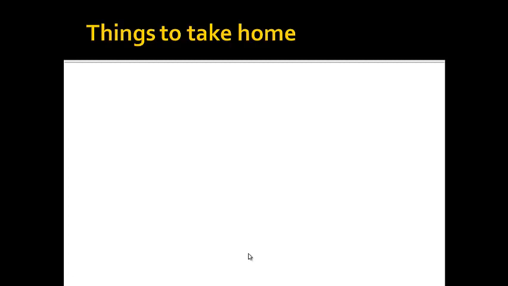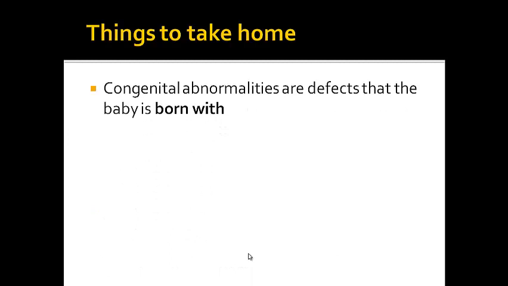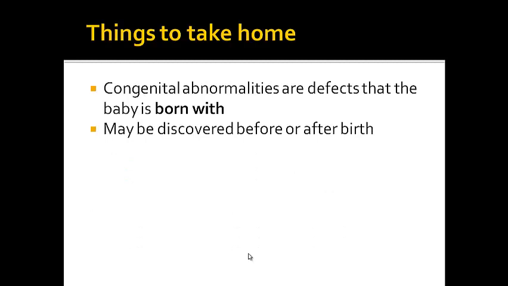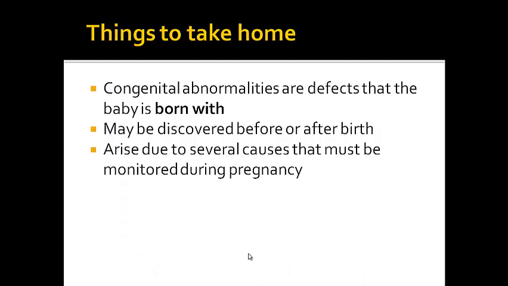So in summary, the things I need you guys to understand from this topic, like I said, this is just an introduction. It's not all the details of congenital abnormalities, but generally they are defects that the baby is born with. They may be discovered before or after birth. Regardless of their timing, they have to be born with them. They can happen due to several causes, and usually these need to be monitored during pregnancy. So if the mother is known to have a certain disease, or if she has a family history of a congenital defect or a family history of a chromosomal abnormality, then the doctor in charge needs to pay close attention to this.